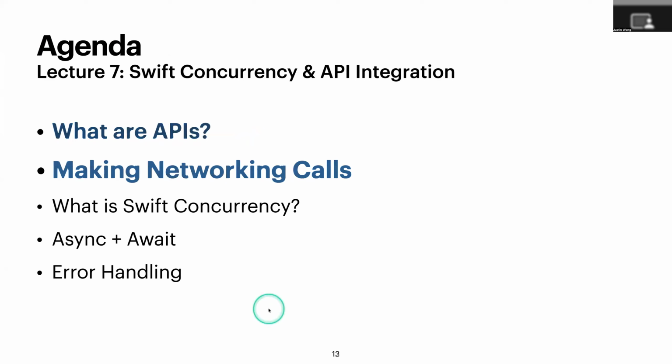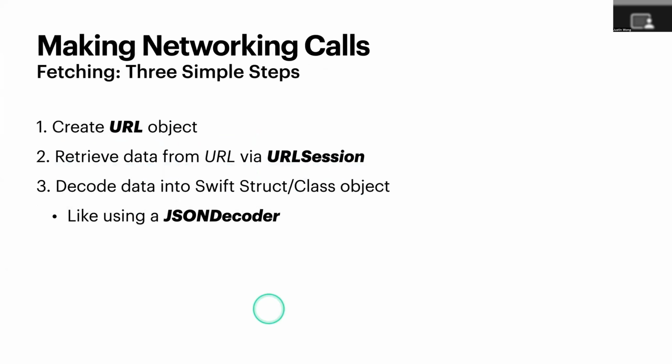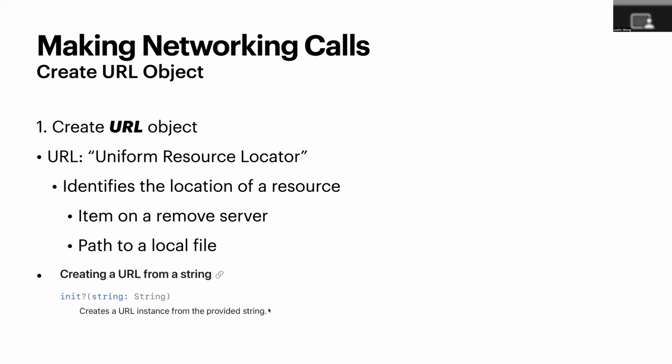Now let's talk about how we can make networking calls. There are three steps. One is you create a URL object. The second is you retrieve data from the URL via URLSession. And the third is you decode the fetched data into a Swift struct or class object using something like a JSON decoder.